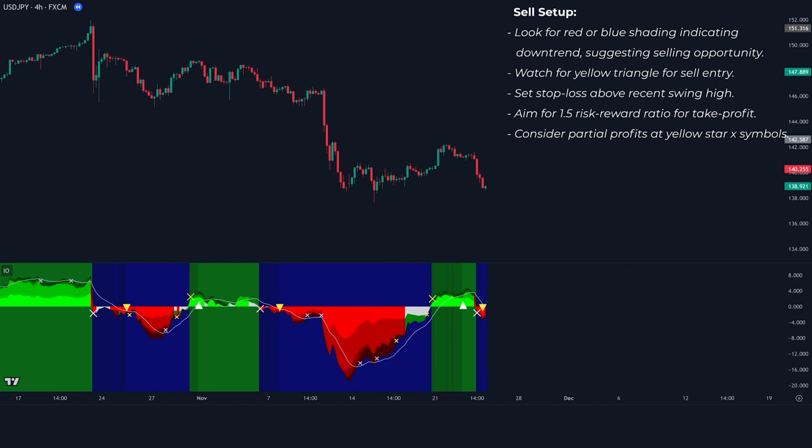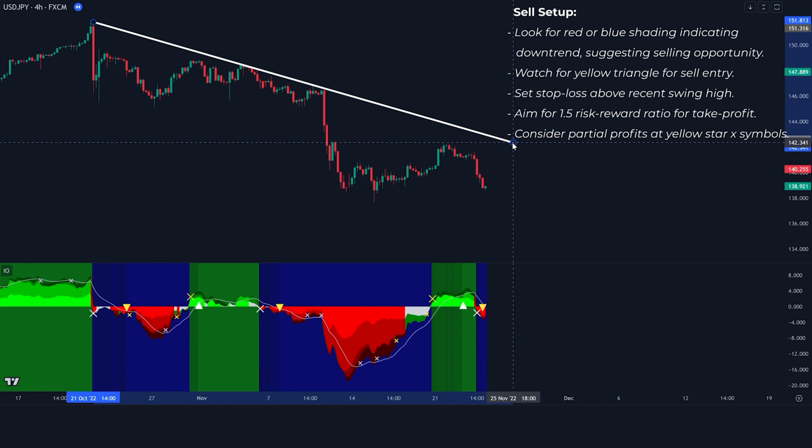Sell setup. When the oscillator is shaded red or blue, especially if you notice multiple and larger red or blue areas, it indicates that sellers are dominating the market and there's generally a downtrend. This presents a potential opportunity to consider entering a short position.